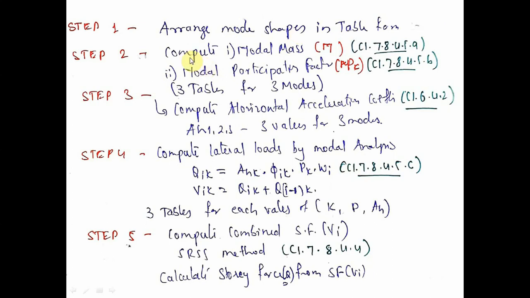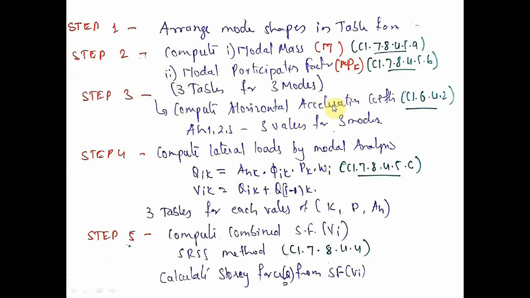Second, compute modal mass M. For that, use the equation in clause 7.8.4.5a. Compute modal participation factor Pk. For three modes, I will be having P1, P2 and P3. Similarly modal mass, I will be having three values M1, M2, M3 for three modes. So remember here, there will be three tables for three modes: one table for mode 1, second for mode 2, third for mode 3.